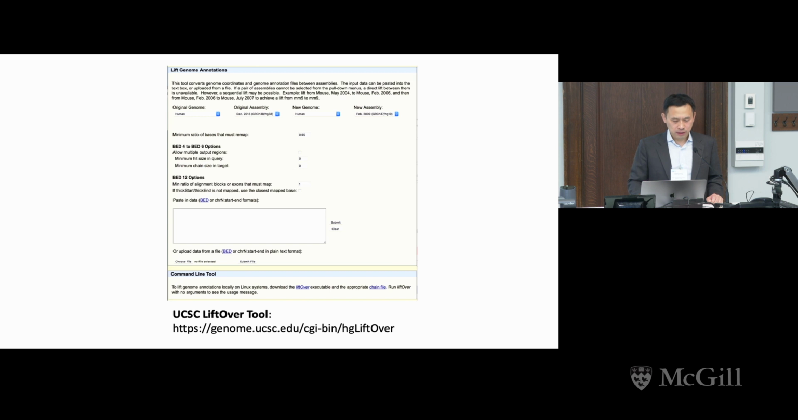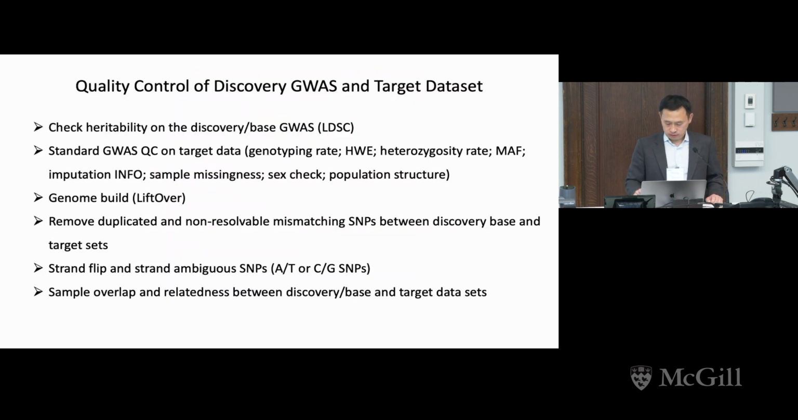So this is something unique to the PRS analysis. The next would be to remove the duplicated and non-resolvable mismatching SNPs between the two data sets. That's also unique in that you have to get rid of all the SNPs that are present in the base data but not in your target data, or vice versa. But this is not going to be a major issue because you won't be able to leverage any of these SNPs anyway. So this will be naturally done by most of the PRS calculation software.